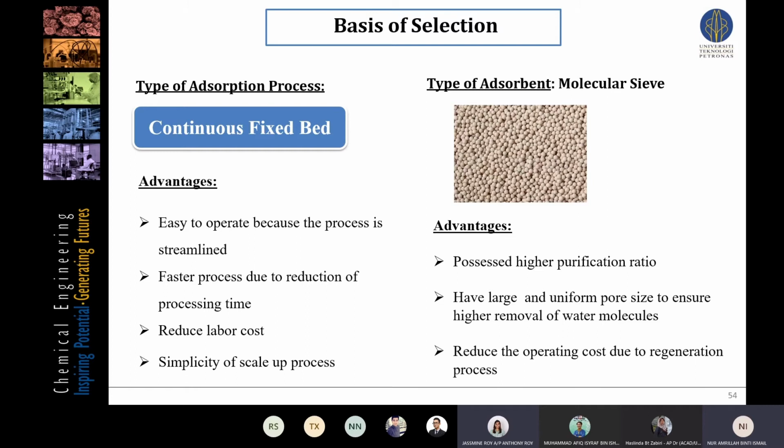The other basis of selection would be the type of adsorbent used. For this dehydration column, molecular sieve is selected as it possesses a higher purification ratio compared to zeolite, and has a large and uniform pore size to ensure higher removal of water molecules. And lastly, it may reduce the operating cost as this type of adsorbent can be regenerated.